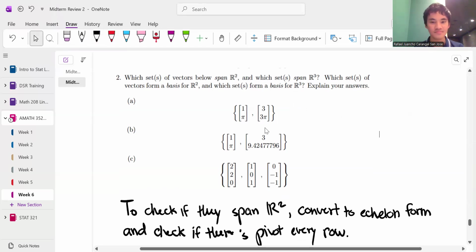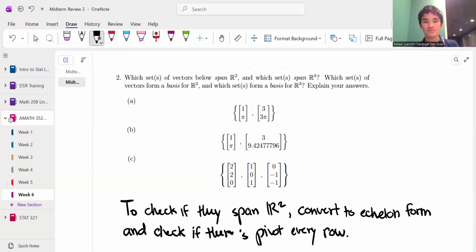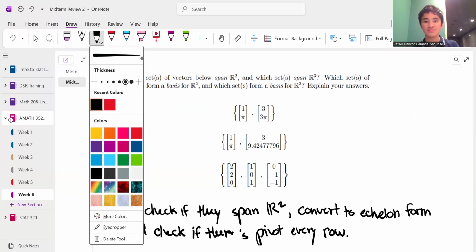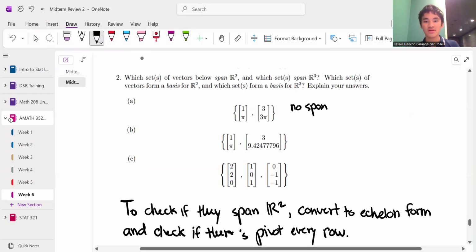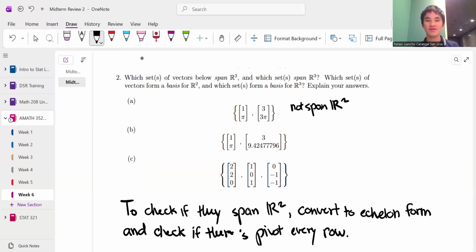They span a line, right? So here, this thing doesn't span R2. No span. Not span R2. Definitely not span R3. Simple reason, the number of components is not 3, it's only 2.